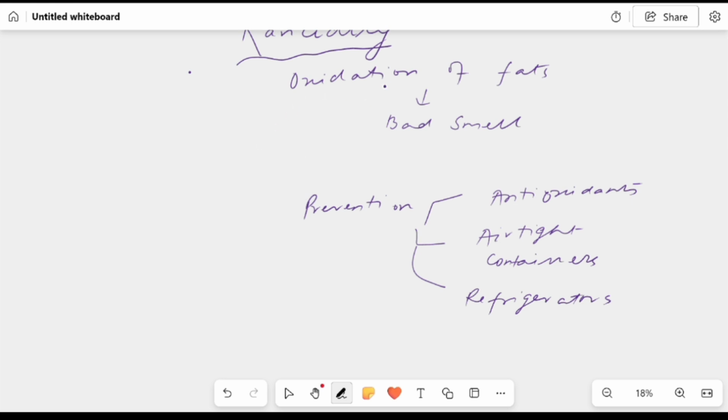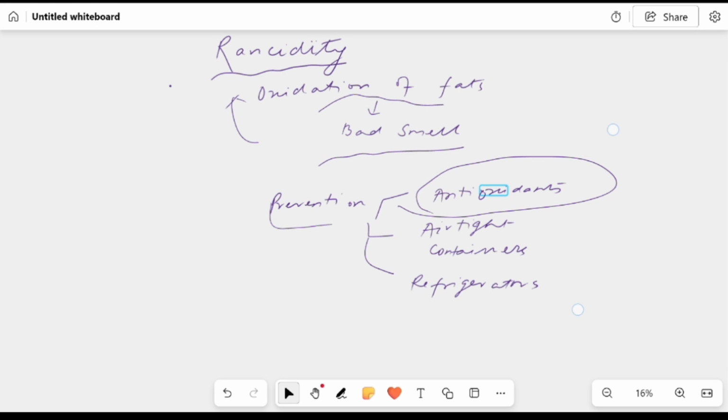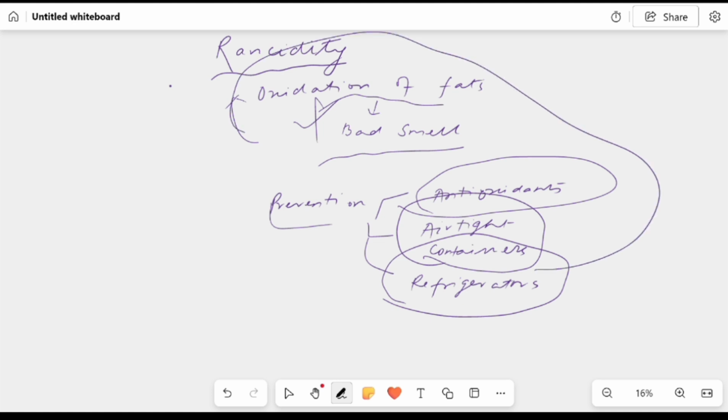So when oxidation of fats takes place, bad smell emanates, and this particular feature is known as rancidity. How can it be prevented? It can be prevented by adding antioxidants. That means antioxidants prevent the oxidation of fats. The containers must be kept airtight so that oxidation of fats doesn't take place. And third, refrigerators or fridges must be used to prevent oxidation of fats.